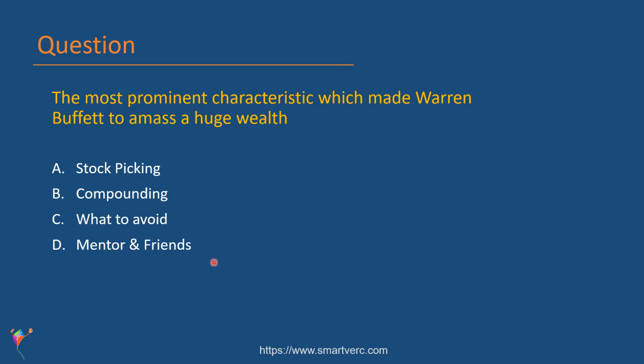Also, Warren Buffett has changed his investment technique from value investing to growth. Also, his father had a small brokerage house, and his father-in-law had a grocery shop. So there are many, many mentors and friends. But the right answer is compounding. Yes, compounding is the right answer. And let me tell you why.